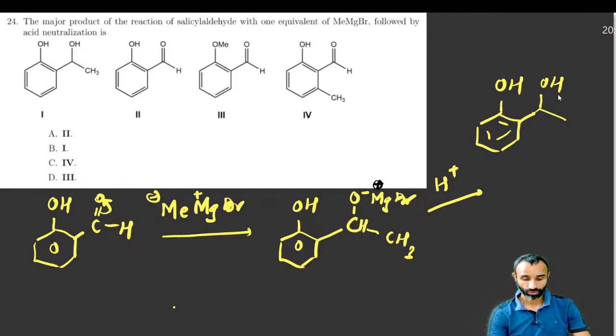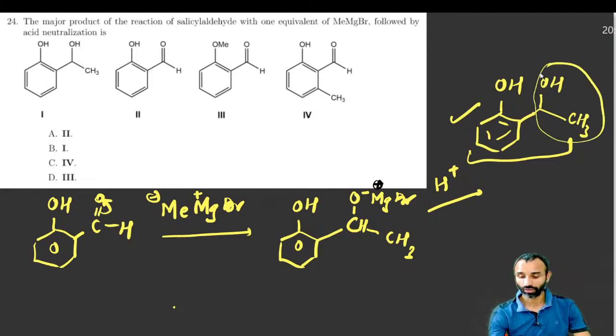No, it should be like this only. Because it is simple alcohol, how would it tautomerize? Because it is not an enol. So this is the product formed, right? This is simple alcohol, this is the phenol part. So that means the first is correct. So B option is correct.